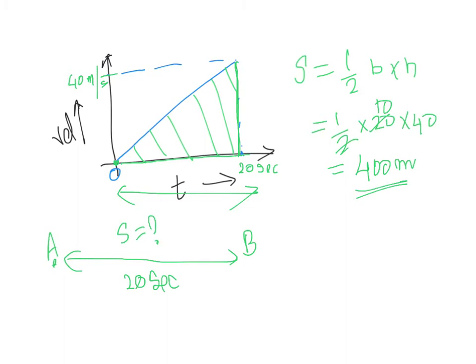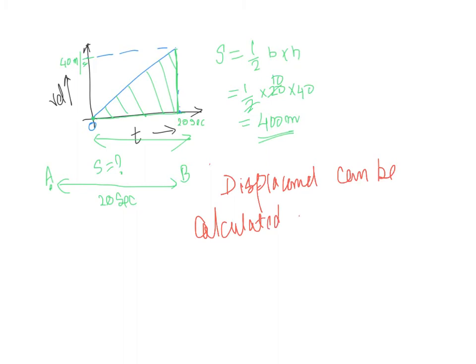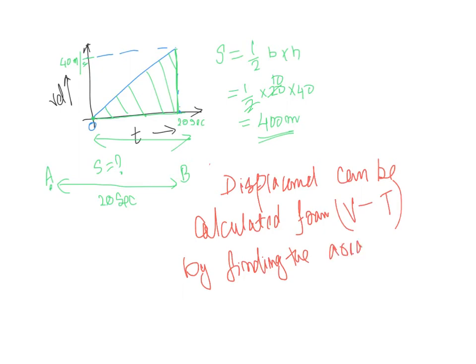So from the area of the curve, we can write: displacement can be calculated from a velocity time graph by finding the area of the curve or graph. Let us use a different color. So displacement can be calculated by finding the area of the curve.